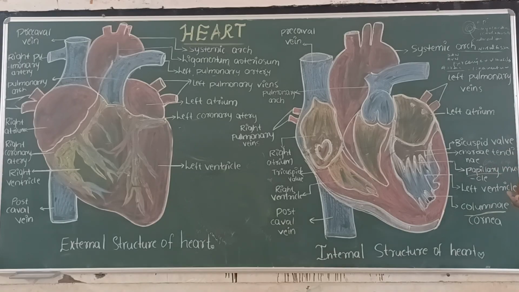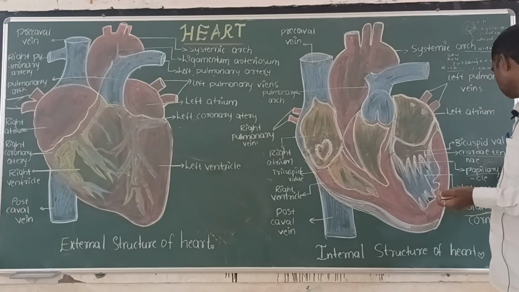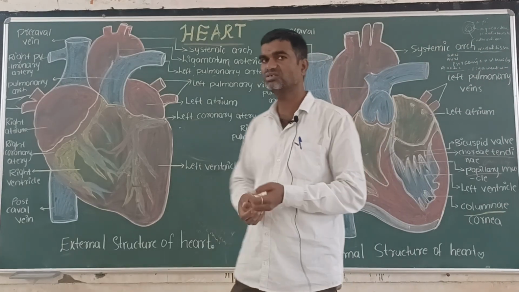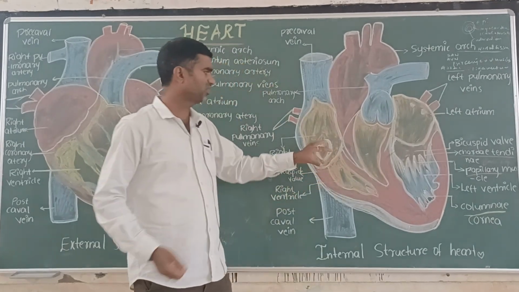Okay, and next, from the conical-shaped papillary muscles, the chordae tendineae are present here. So chordae tendineae, ridge-like structures, are forming here. So the ridges are called papillary muscles, these are the ventricles.